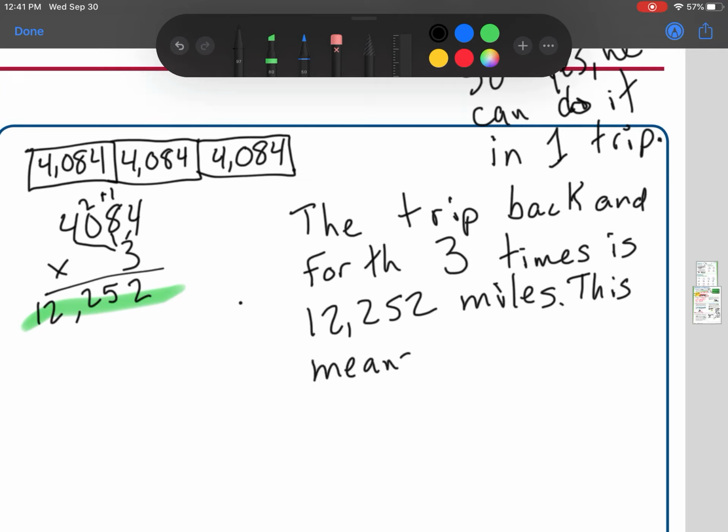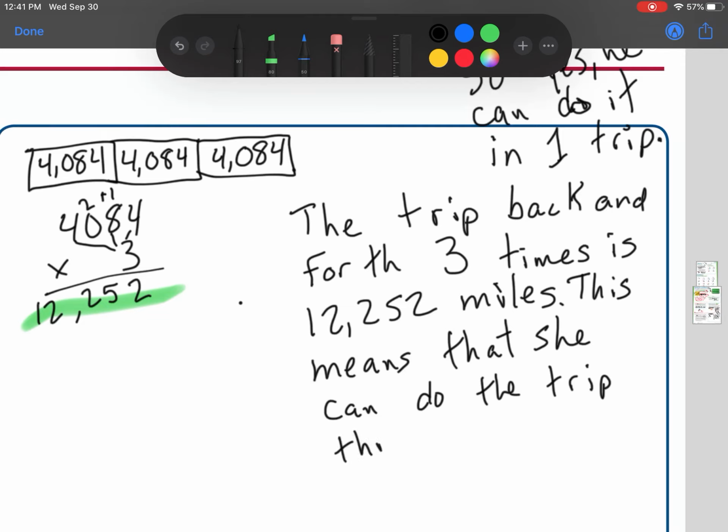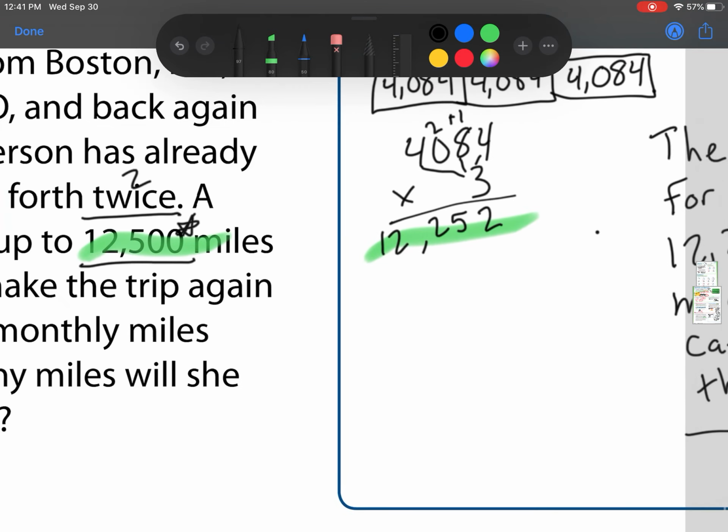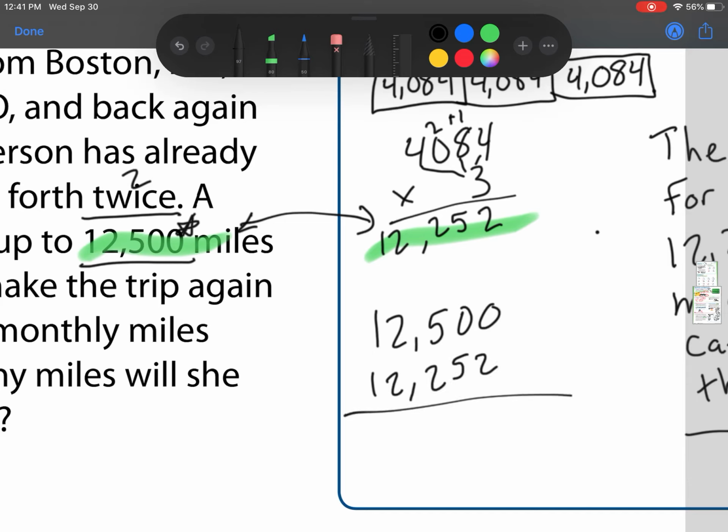This means that she can do the trip this month with blank miles left. But we don't know how many miles left because we have to now subtract these. So we need to fill in that blank with how many spare miles does she have if she needs to go to like McDonald's or the drive-in movie theaters. Who knows what she's doing on her business trips. So we're going to subtract them.